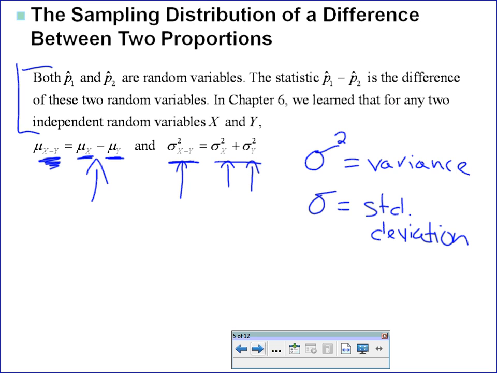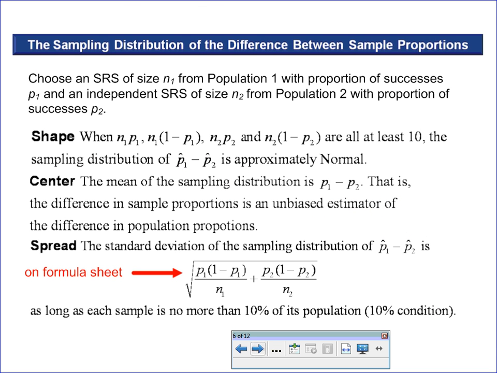So when we just look at the sampling distribution of the difference of two samples from two different populations, the shape is going to be approximately normal as long as all successes and all failures are greater than 10. So when you check this, you're going to have to do n1p1 and n2p2. So you're going to have to check it not twice, but 4 times.